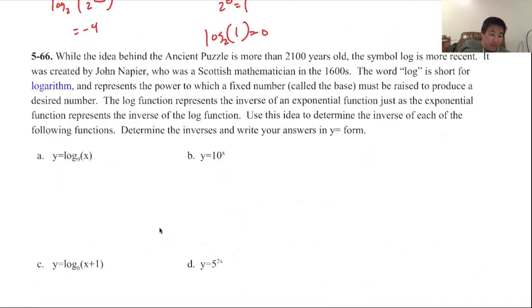5-66. The idea behind the ancient puzzle is more than 2,100 years old. The symbol log is more recent. It was created by John Napier, who was a Scottish mathematician in the 1600s. The word log is short for logarithm, and represents the power to which a fixed number called the base must be raised to produce a desired number.